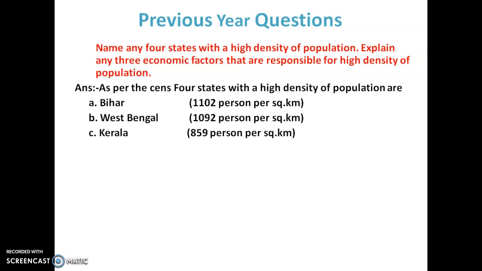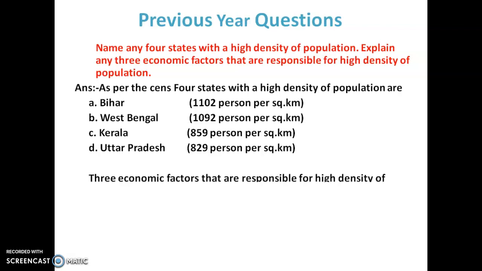The third one is Kerala, 859 persons per square kilometer. And the fourth one is Uttar Pradesh, 829 persons per square kilometer. So these are the four states having high density of population. The next part of the question is asking about three economic factors responsible for high density of population.